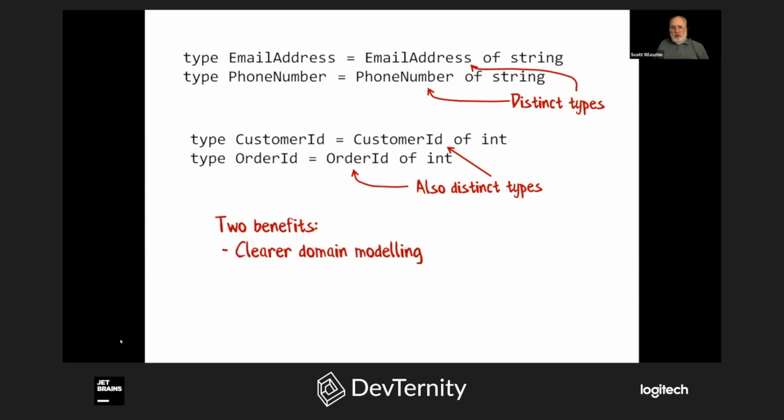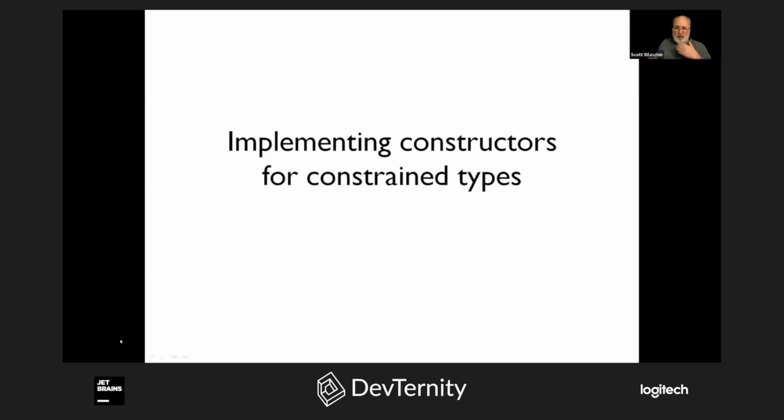So what's great about this is better domain modeling, because you now have these concepts in your code documented, but it also prevents certain kinds of bugs. You can't accidentally mix them up. So you never mix up an email and a phone number this way. It reduces bugs, and it's also better documentation. So win-win. Now, how do we actually implement a constructor for these things, right?